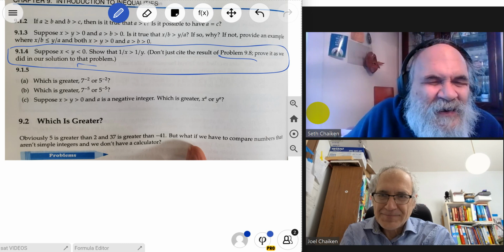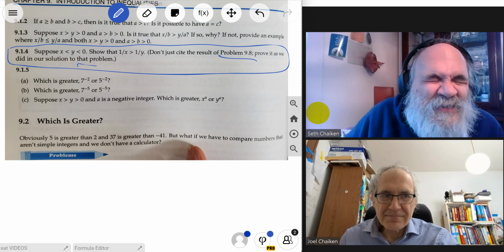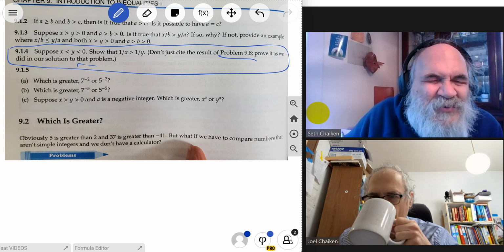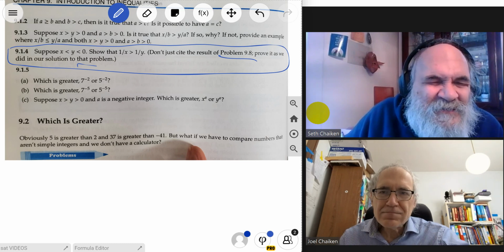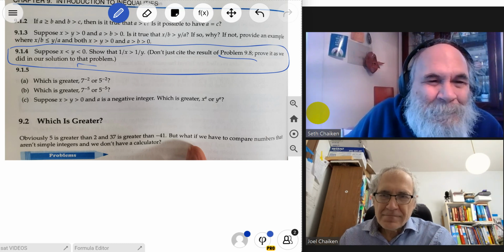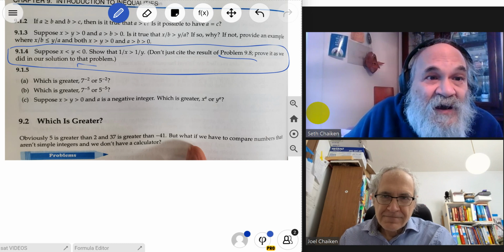Okay, it's a proof problem. Number 9.14. X and Y are negative. Presumably, we're talking about numbers. X and Y are both negative, and X is less than Y. And then you show that the reciprocal of X is greater than the reciprocal of Y.